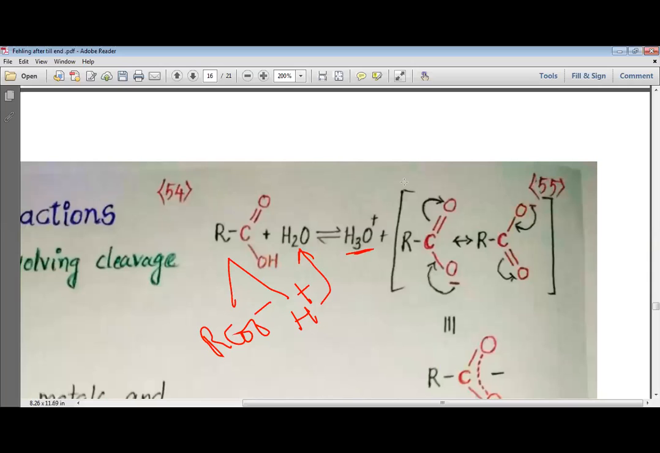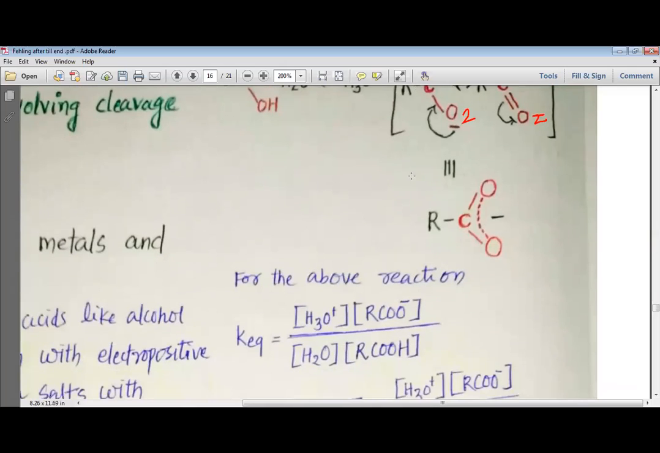This RCOO minus, whatever we get, my dear students, is resonance stable. So you can see that one oxygen which is having negative charge, the electron of negative charge, goes to make the double bond, and the carbon-oxygen double bond electron goes to the other oxygen and creates the negative charge on it. So once we call them oxygen 1 and oxygen 2, if oxygen 1 has the negative charge, in the other resonance structure oxygen 2 will have the negative charge. Once there is a double bond between carbon and oxygen 1, in the second resonance structure there will be a double bond between carbon and oxygen 2. And thus the carboxylate ion is the resonance hybrid of these two resonance structures.